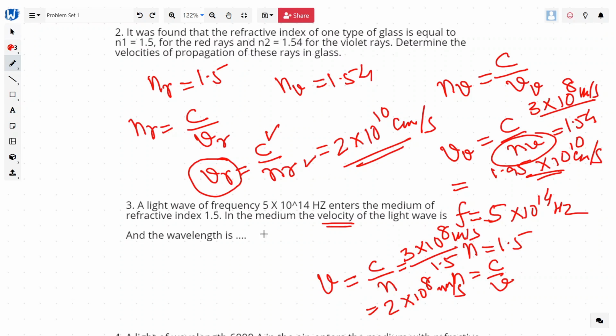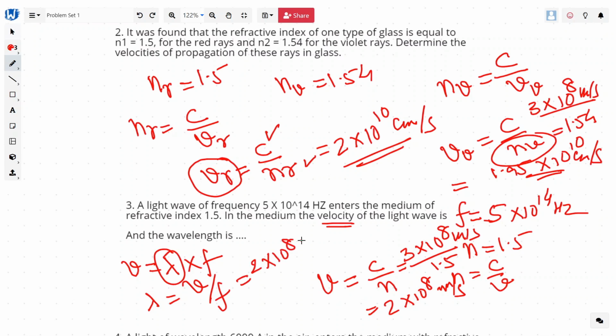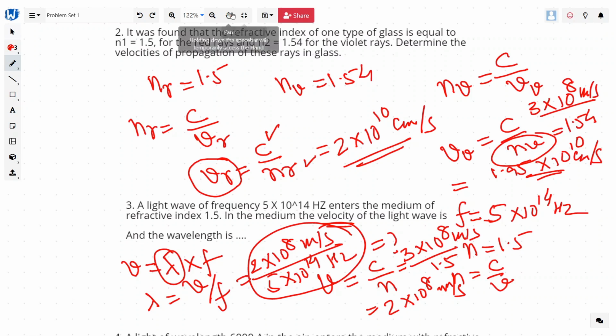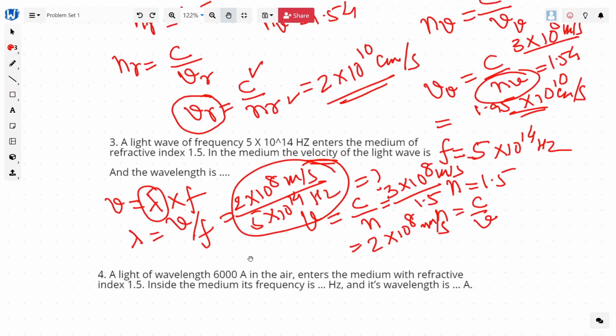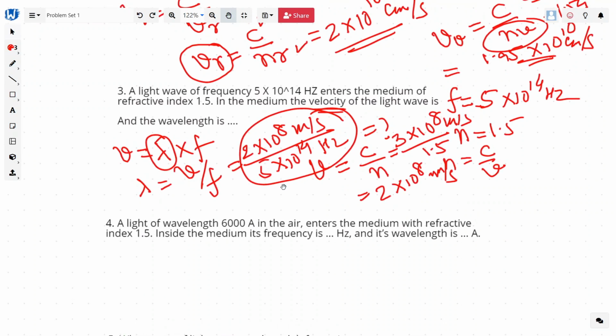Now we know the velocity and we have to find the wavelength. So we are going to use a simple relationship. Velocity is going to be lambda into frequency, and we have to find lambda. So lambda is equal to v by f, right? So v is 2 into 10 to the power 8 meters per second, and the frequency is 5 into 10 to the power 14 hertz. And we can simply find the exact number. So this was a question taken from IIT JEE. So you can see, if you know your fundamentals, you can simply solve this problem very easily.